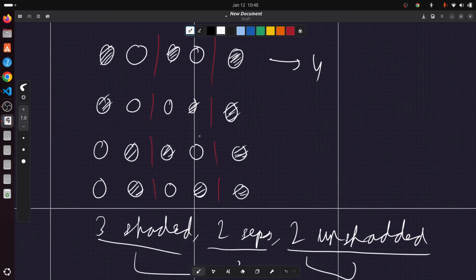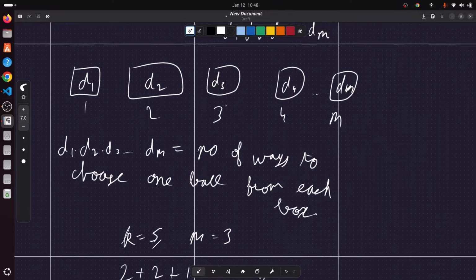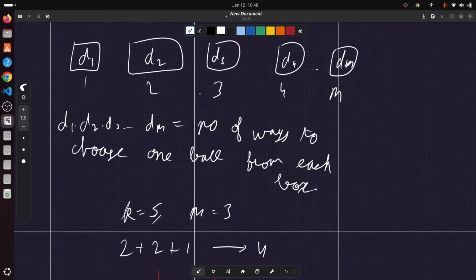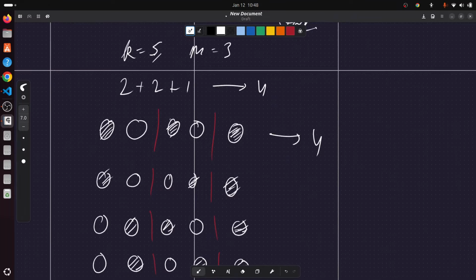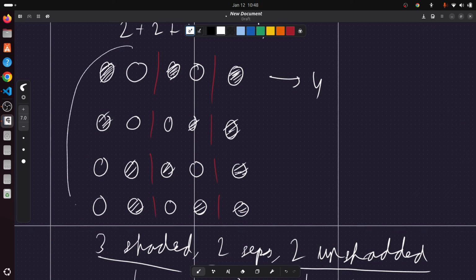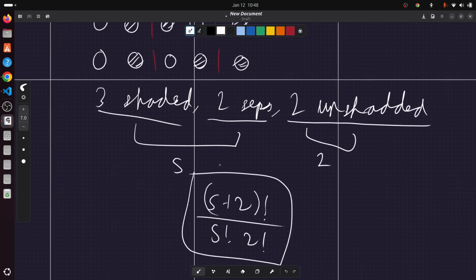This is a very beautiful way of thinking about this: the product d1 d2 to dm is just the number of ways to choose one ball from each box, and choosing one ball from each box we can draw as shading one from each box, right? And so the different arrangements that we get are the number of different ways, and that is what we want. So to arrange these different items, the number of ways is this.